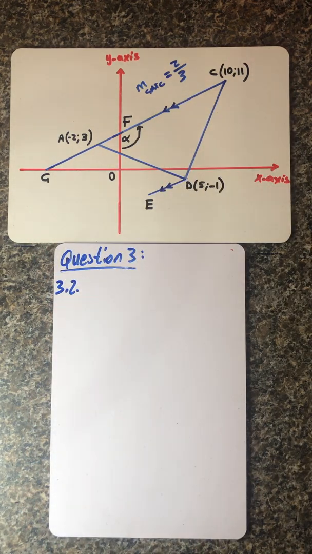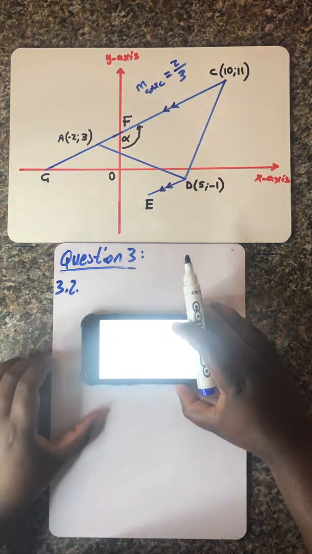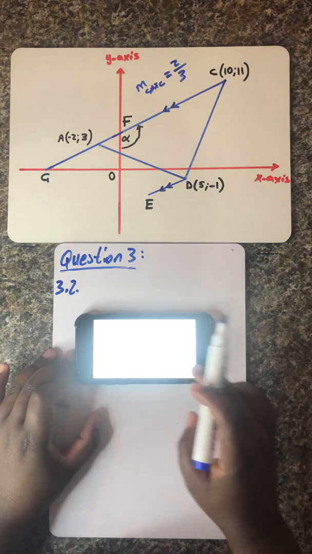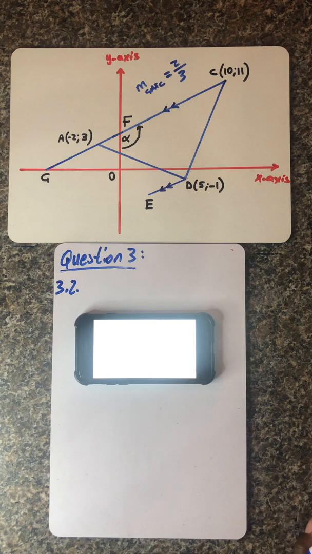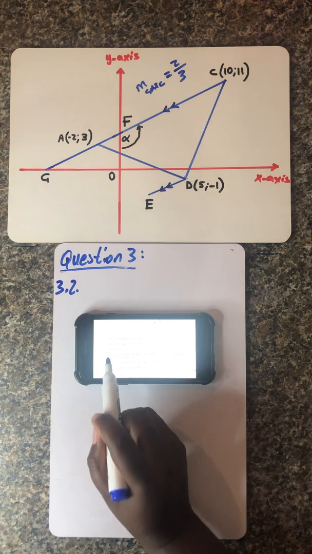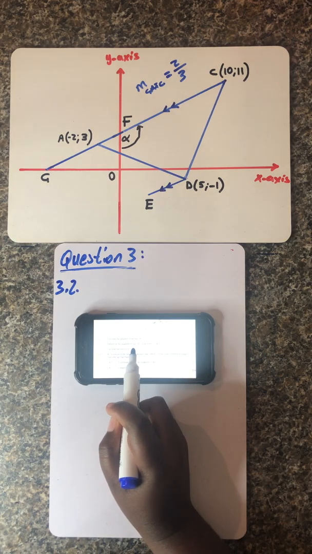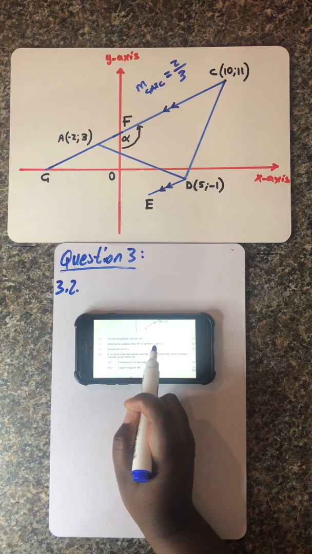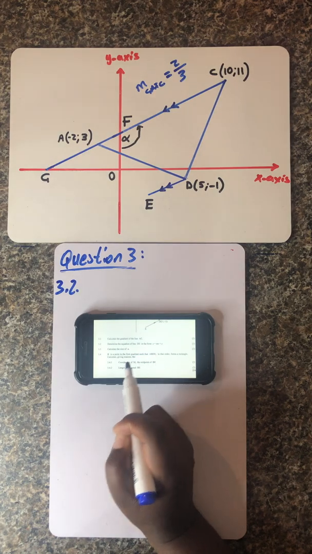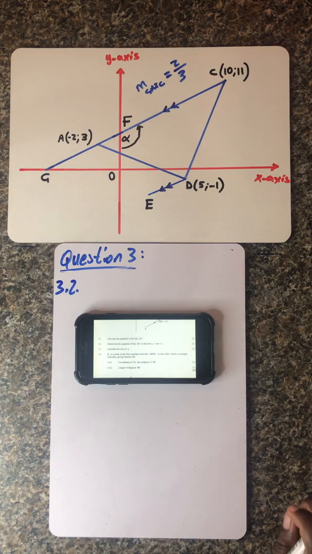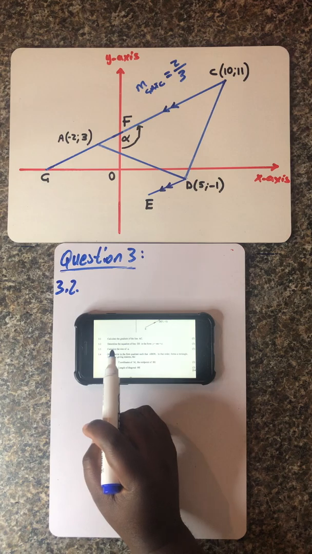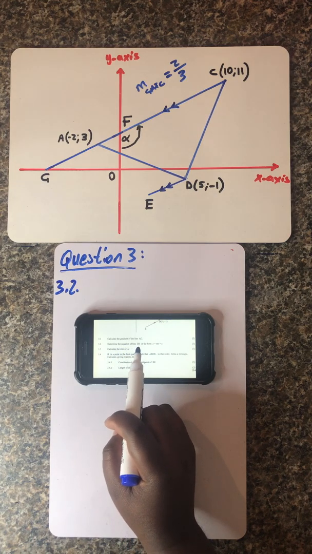Okay, so ladies and gentlemen, let's now move to question 3.2. So remember guys, question 3.2, it's allocated how many marks? It's 3 marks. So the question says determine the equation of line DE in the form y equals mx plus c. Okay, ladies and gentlemen, it is very much important that you fully understand what the question says.